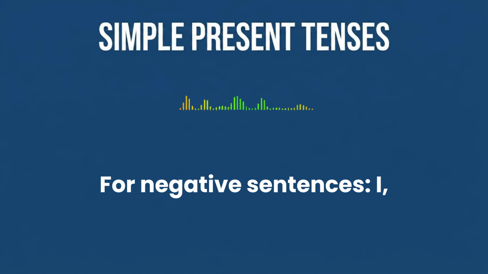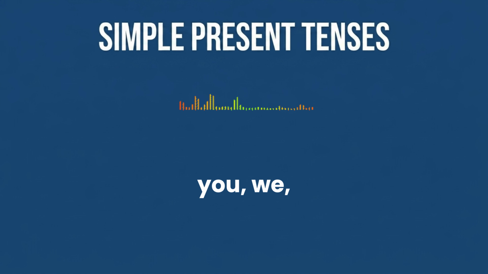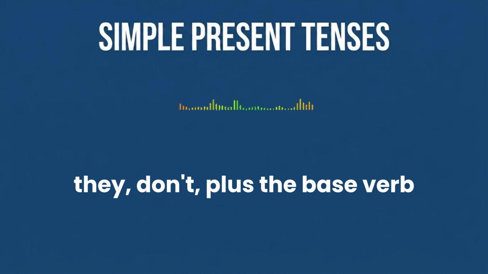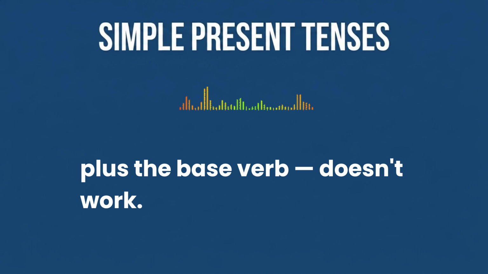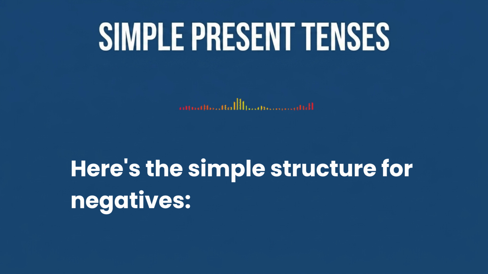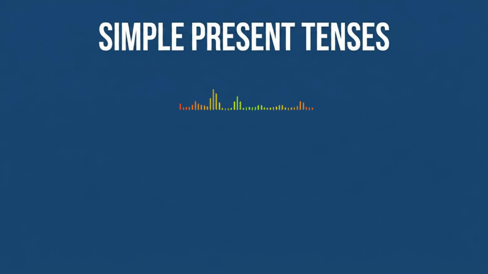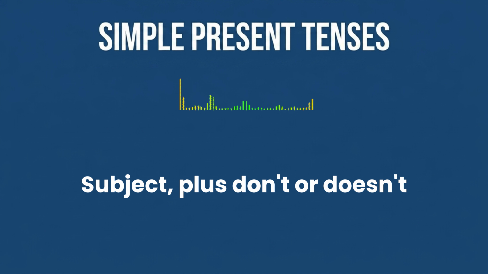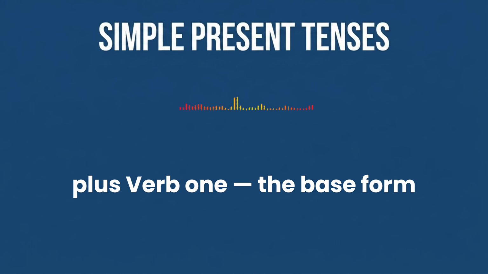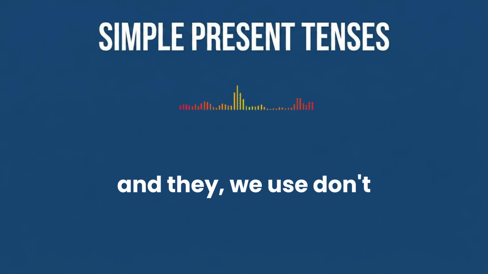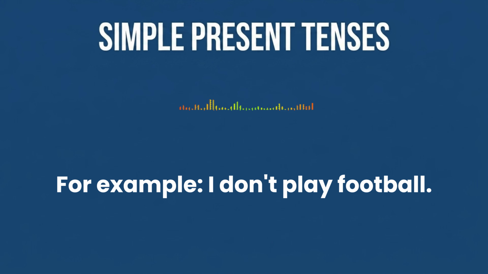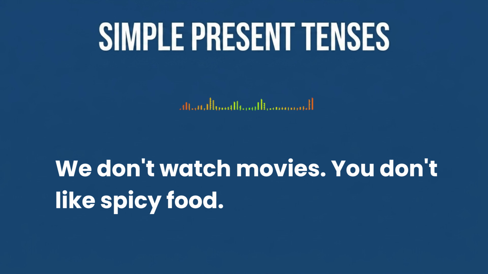For negative sentences, I, you, we, they, don't, plus the base verb, don't work. He, she, it, doesn't, plus the base verb, doesn't work. Here's the simple structure for negatives. Subject plus don't or doesn't, plus verb 1, the base form, plus object. For I, we, you, and they, we use don't. For example, I don't play football. We don't watch movies. You don't like spicy food.